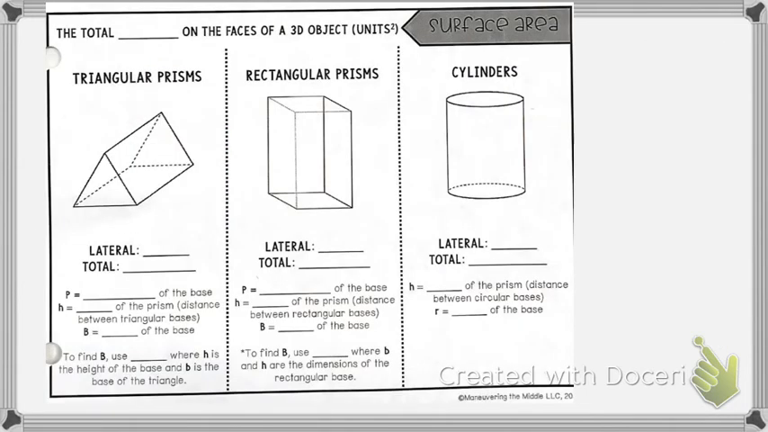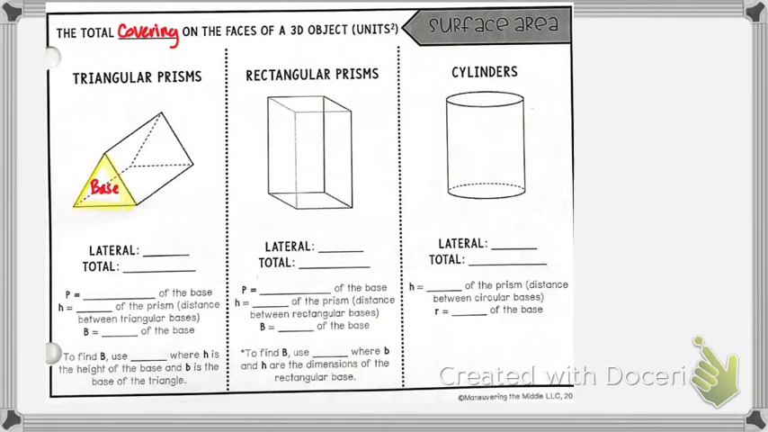Let's look at surface area. Surface area is the total covering on the faces of a 3D object, and here the units are squared. We have 3 shapes: triangular prisms, rectangular prisms, and cylinders. For the triangular prisms, here we have the base, which is this triangle right here.